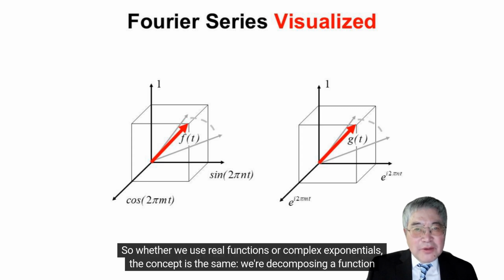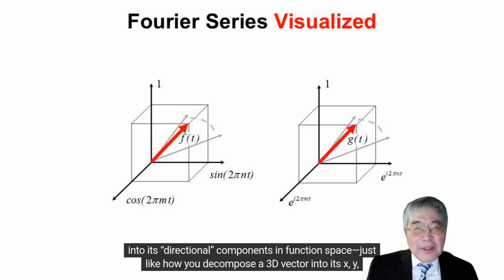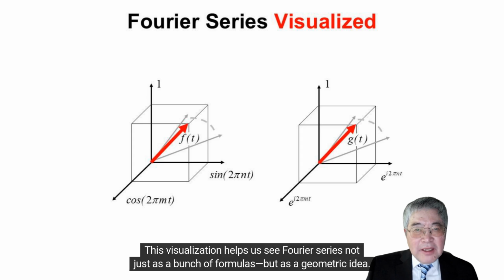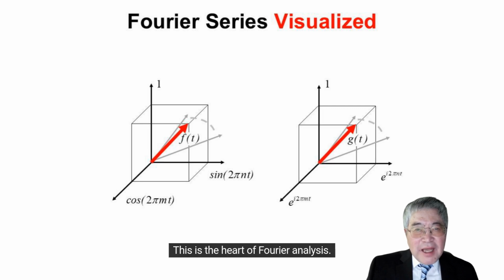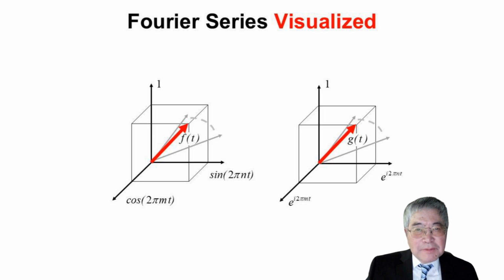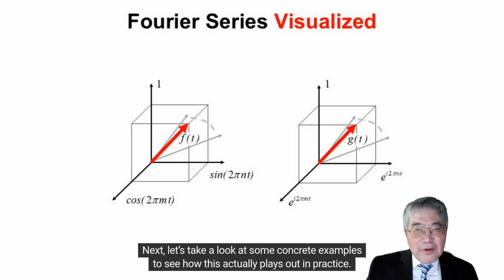So whether we use real functions or complex exponentials, the concept is the same. We're decomposing a function into its directional components in function space, just like how you decompose a 3D vector into its x, y, and z parts. This visualization helps us see Fourier series not just as a bunch of formulas, but as a geometric idea. A function is a vector, and we're expressing it as a sum of basis vectors. This is the heart of Fourier analysis. Next, let's take a look at some concrete examples to see how this actually plays out in practice.